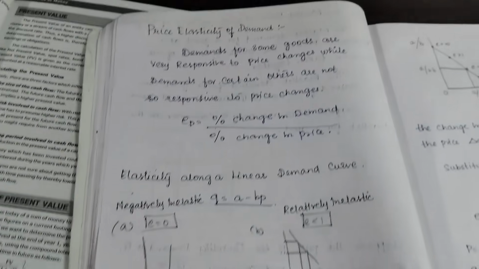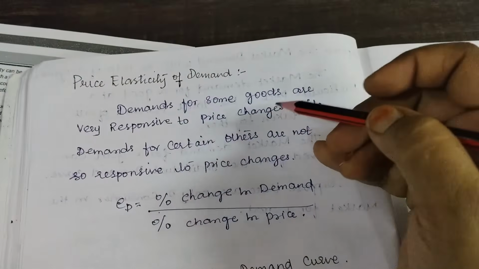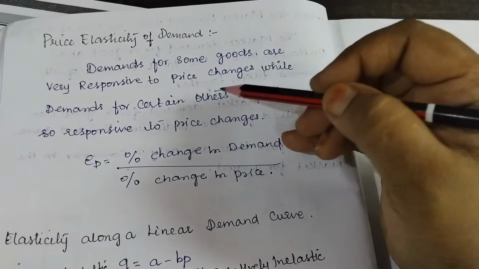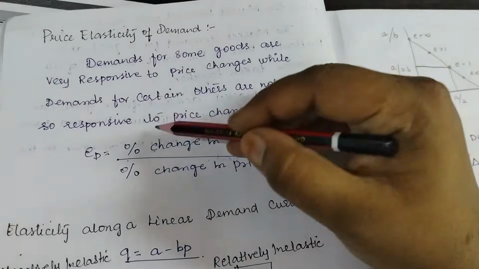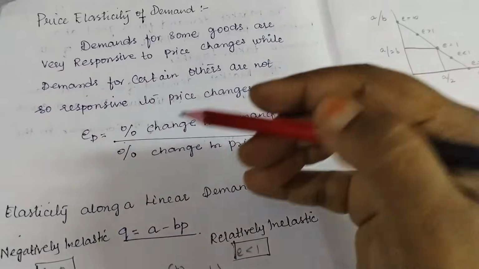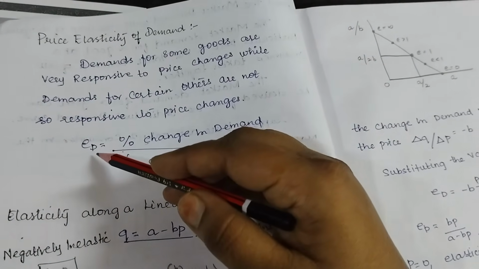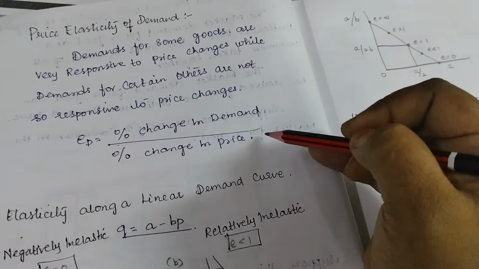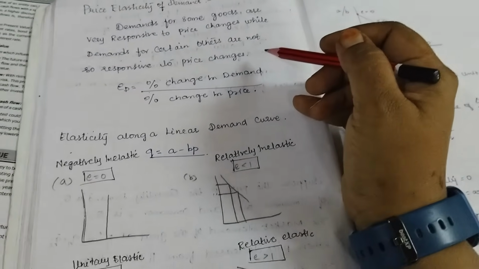Now we are going to go with the new topic, which is called price elasticity of demand. Demand for some goods is very responsive to price change, while demand for certain others is not so responsive to price change. So how will we calculate the elasticity of demand? Percentage change in demand divided by percentage change in price. We'll understand the elasticity now.